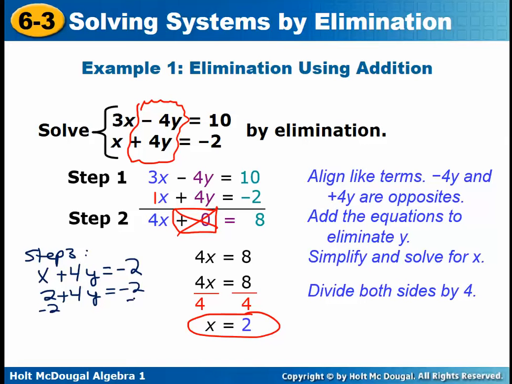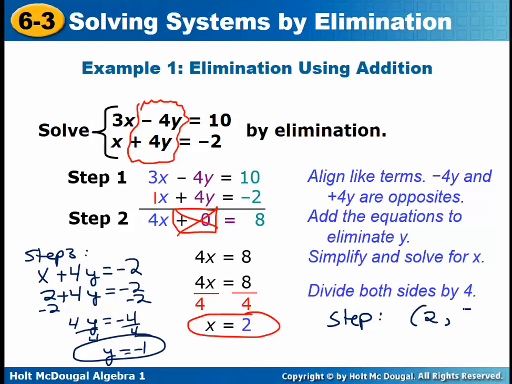So subtract 2 from both sides, and we get 4y. -2 minus 2 is -4. So we're going to get that y is equal to -1. Step 4 then is to write this as an ordered pair. The 2 goes first, the x goes first, always.